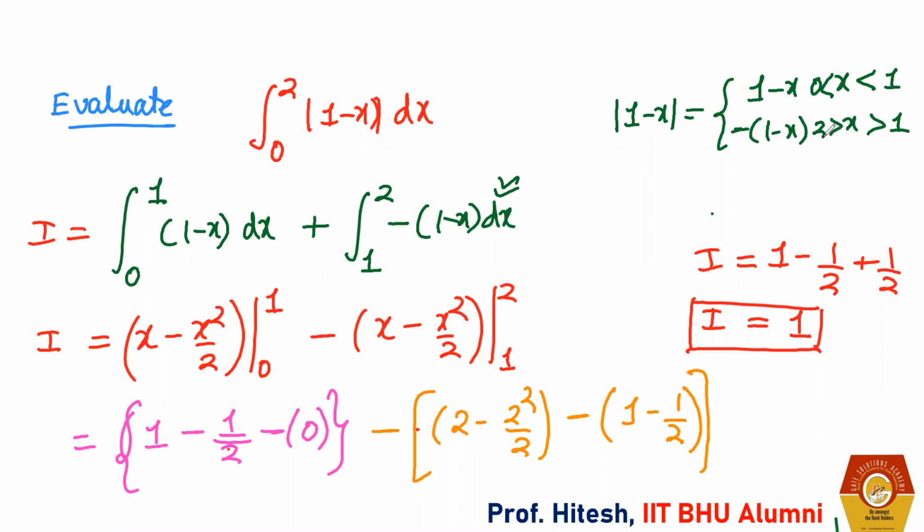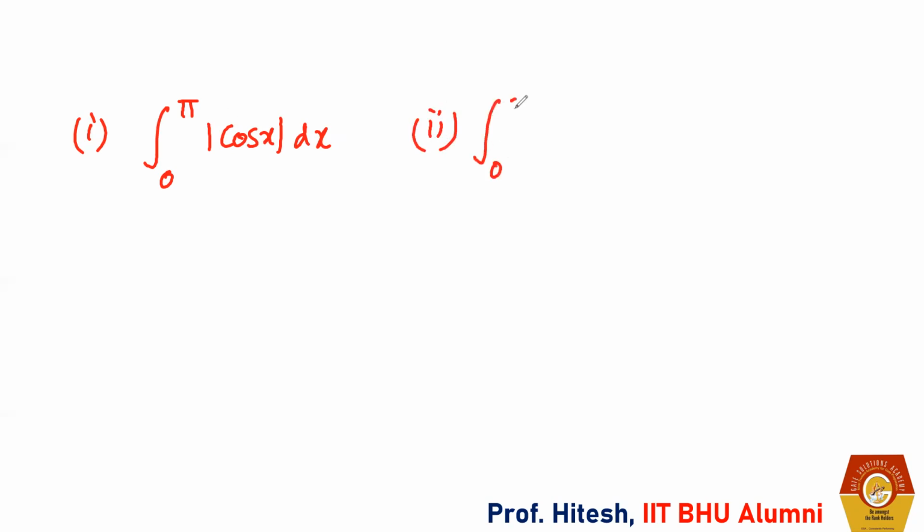Now next is, let me clear. Next question is, let's see, some questions I am giving you to solve, okay, practice questions. You will solve it and answer me in our WhatsApp group. So 0 to pi of mod cos x dx. Question number 2, 0 to 2 of mod x square plus 2x minus 3. Some practice questions for you. Okay, now I am moving to the next question.